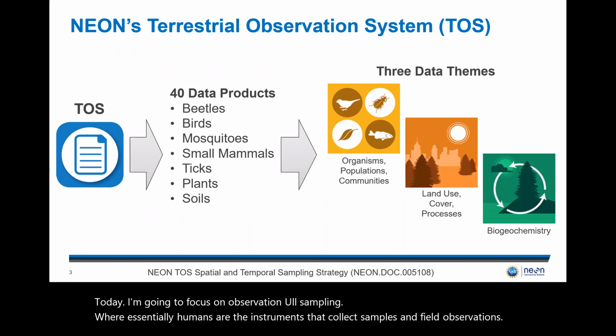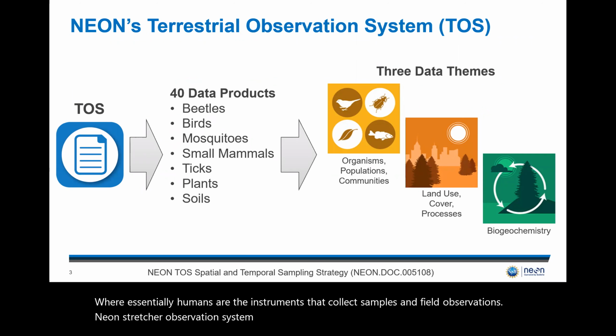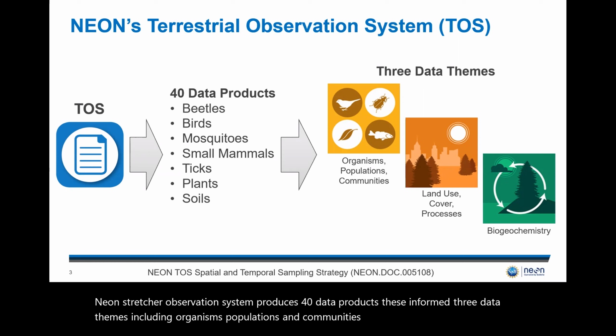NEON's terrestrial observation system produces 40 data products. These inform 3 data themes, including organisms, populations, and communities, land use, land cover, and landscape scale processes, and biogeochemical pools and cycling.